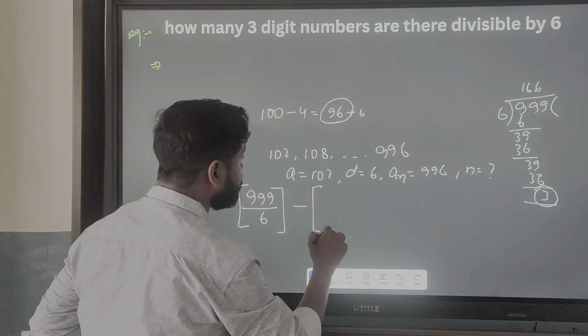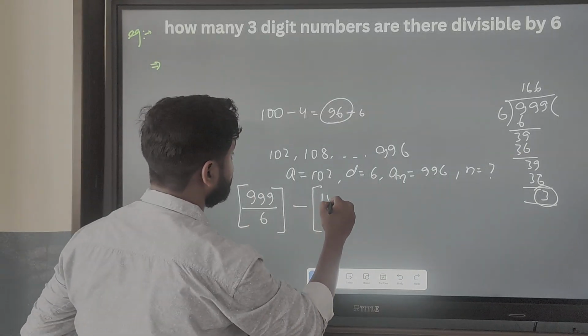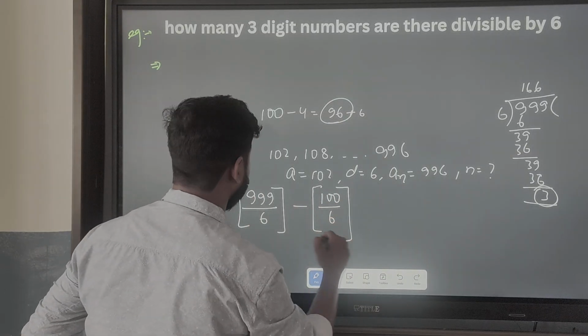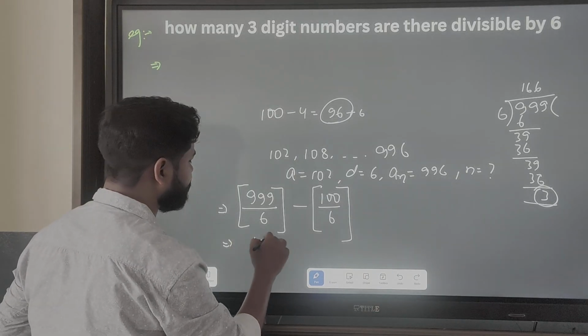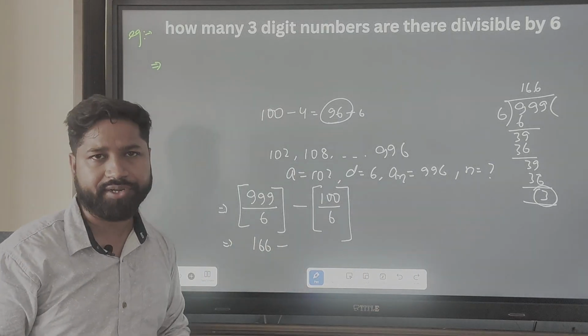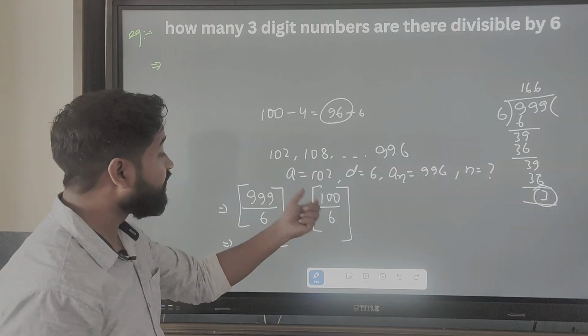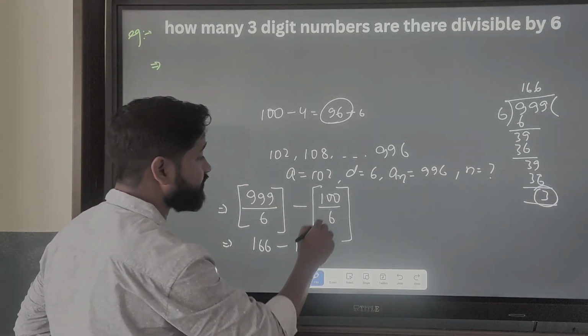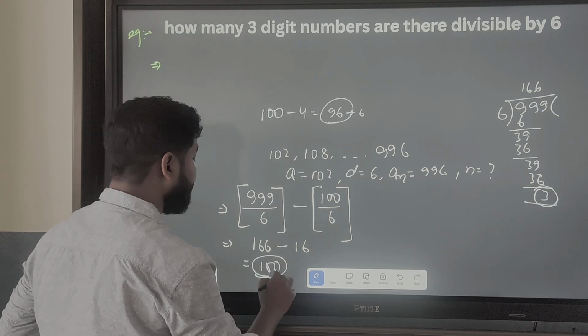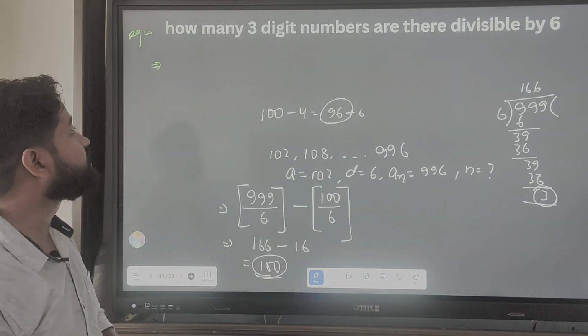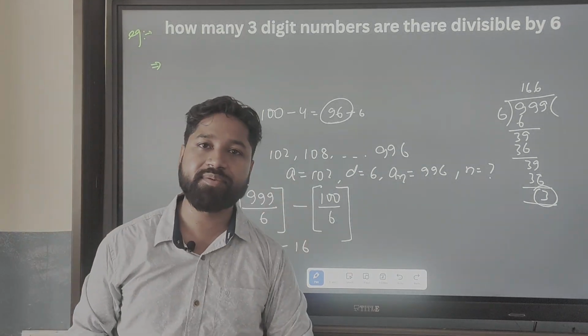Now again, what is the smallest 3-digit number? That's 100. So 100 upon 6. If you divide that, it will be 166 point something. We are not bothering about that point. So that's 166. So how many numbers, students? There are a total of 150 three-digit numbers which are divisible by 6.